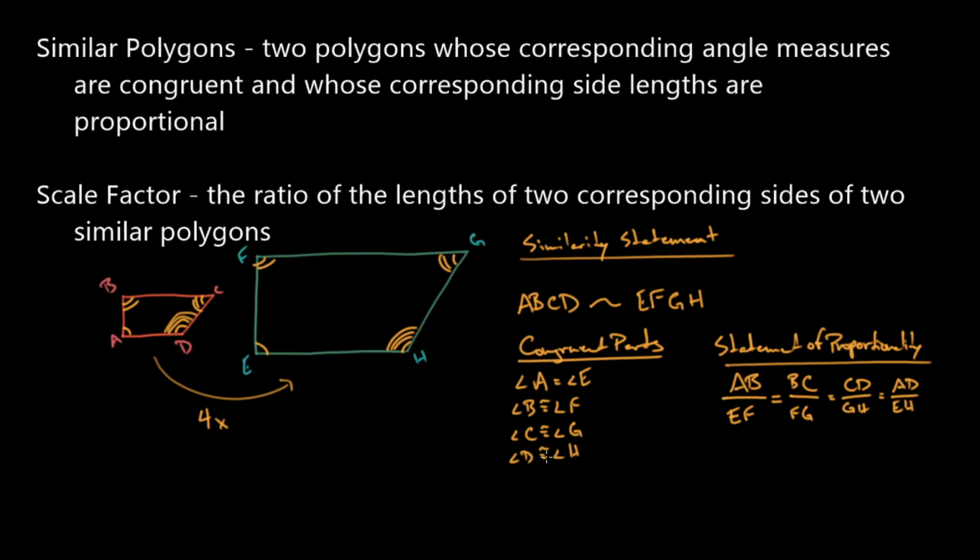So my corresponding angles are congruent, but my corresponding side lengths are proportional. And I can tell you right now that one of the big mistakes people make is that they just tell me that all the corresponding parts are proportional, but that's not the case.